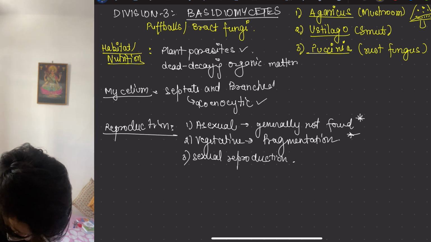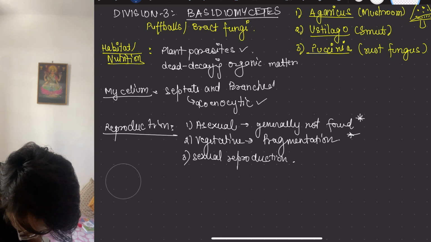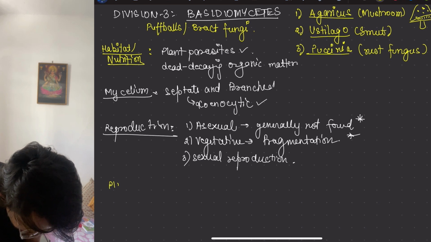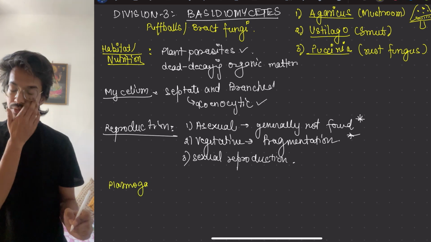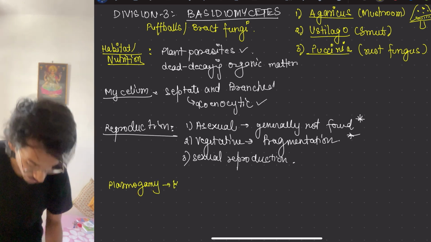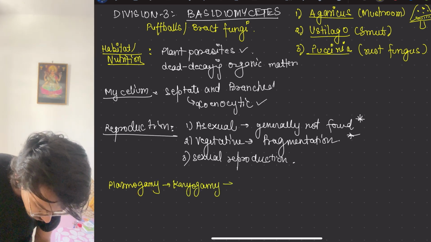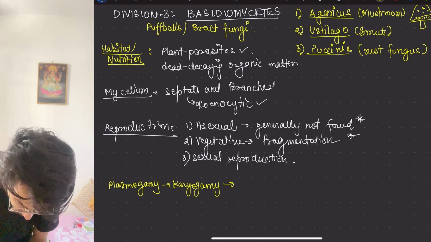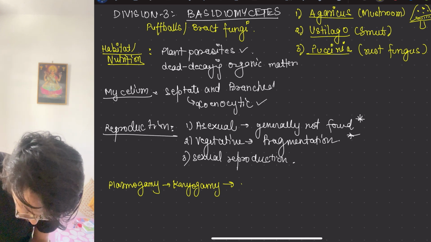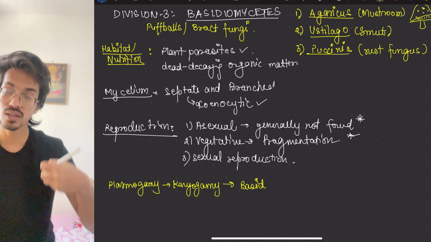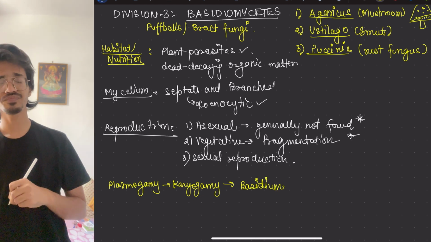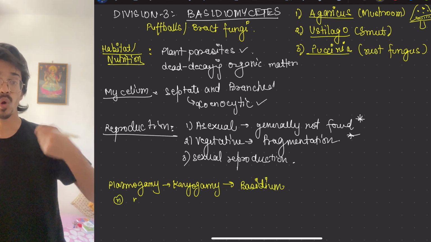The plasmogamy will lead to what? Karyogamy. This karyogamy will make what? It will make a structure, okay, that is called basidium. Basically, after plasmogamy, the N plus N will fuse and form 2N. It means the ploidy level increased.